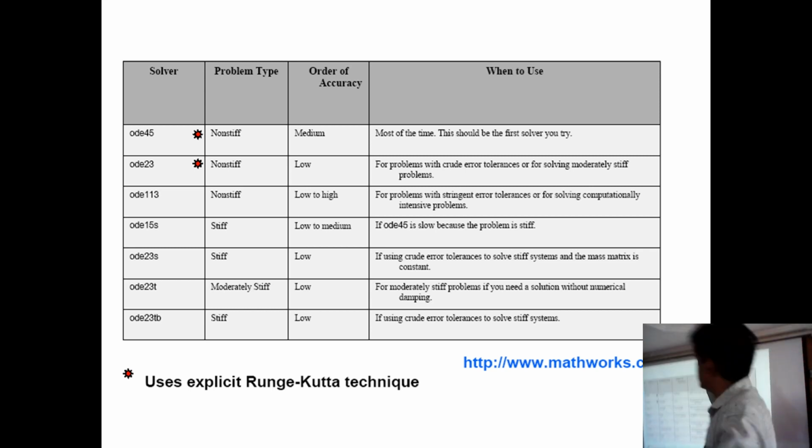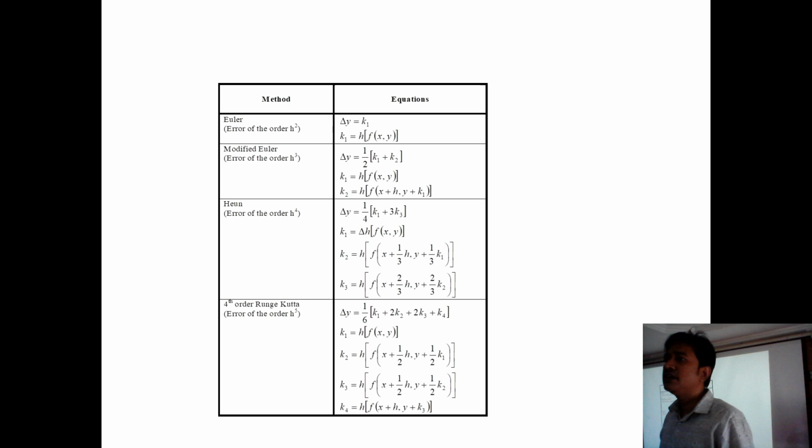And in fact, if you look at the variation, where does the Runge-Kutta method vary? Usually you might have seen the RK fourth order method. What is this fourth order? What is that for?